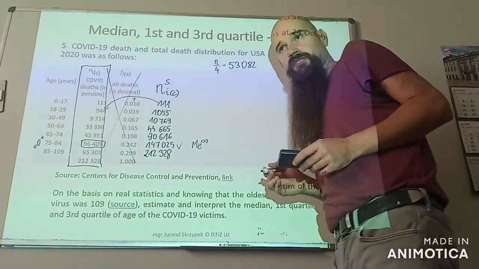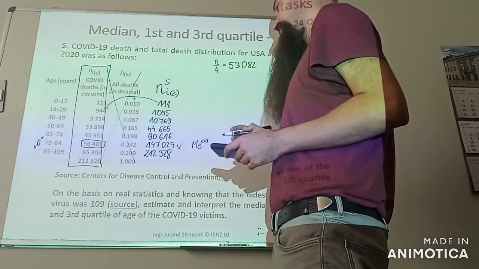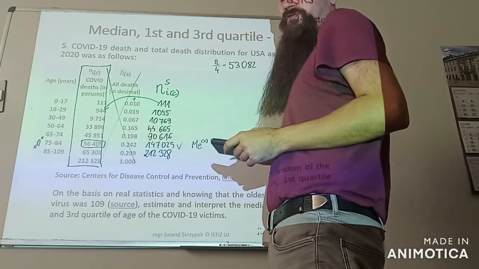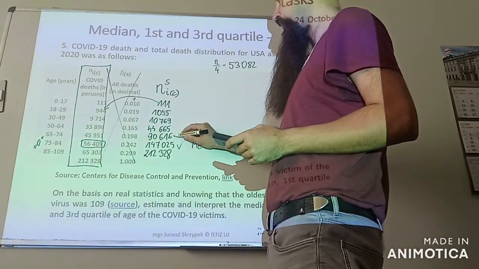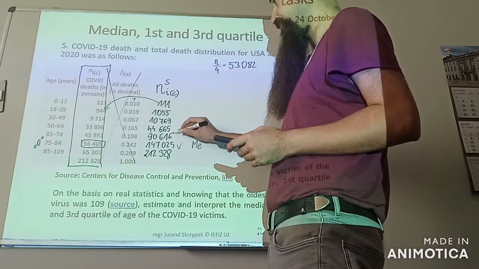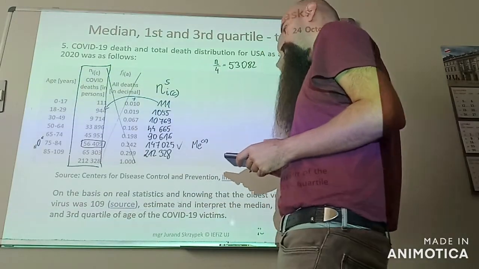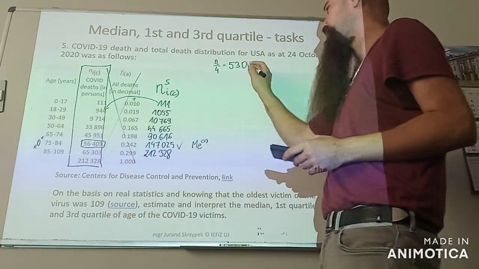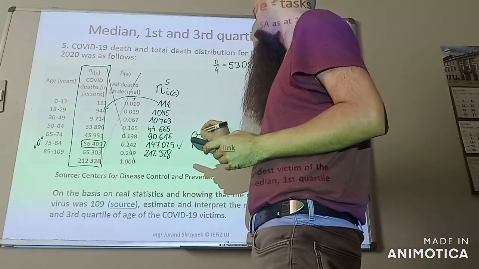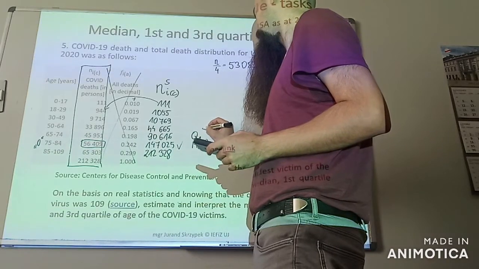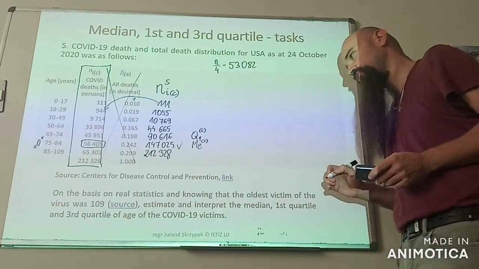The first quartile is placed in that class in which the cumulative frequency exceeds a quarter of the population for the first time. Here we have for the first time a number that is greater than 53,000. So this class is the class of the first quartile of age of COVID-19 victims in the US.